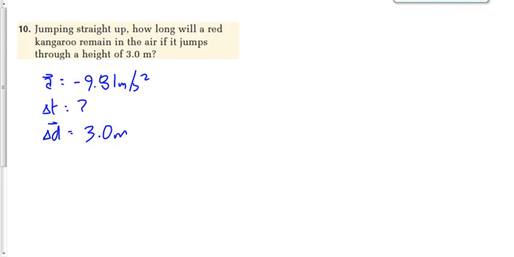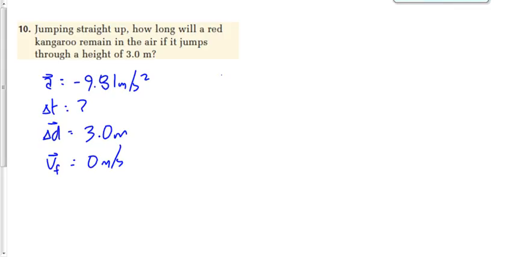Okay, if I'm analyzing only the trip up, there's one more variable that I have kind of given to me. VF is what? Good. If I'm analyzing the trip up, VF would be 0 meters per second. Now, somebody might say, oh, wait, I analyzed the trip down, not the trip up. If I analyze the trip down, then displacement will be negative 3, and we won't know the final velocity. The initial velocity would be 0 if I'm analyzing the trip down. Okay, I think we got enough here.